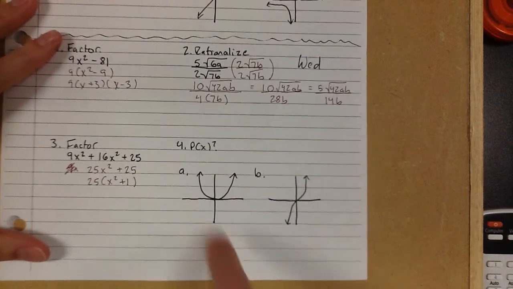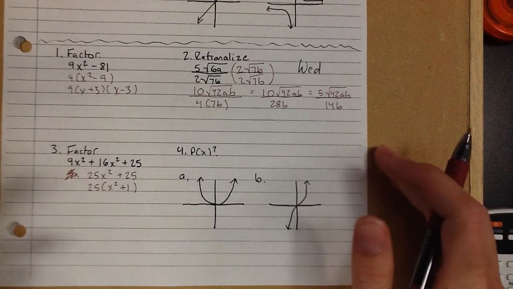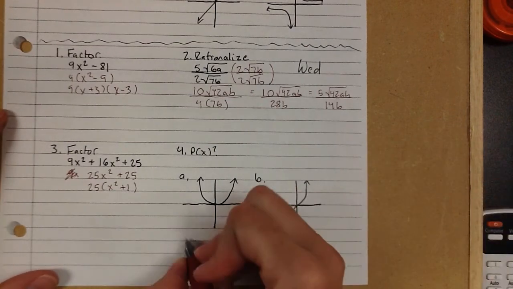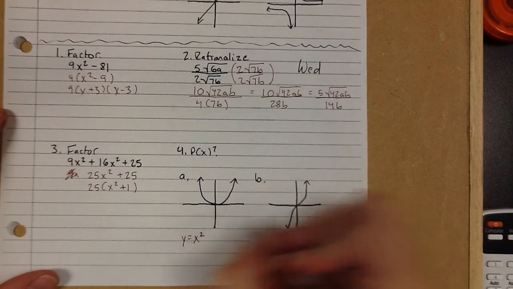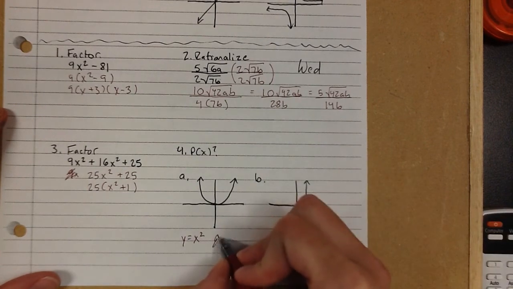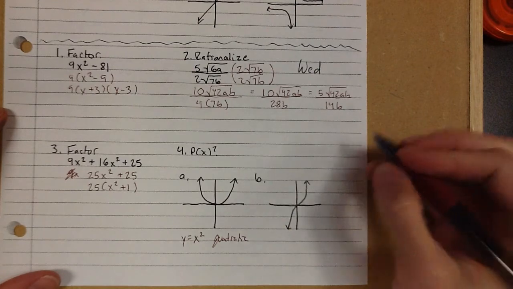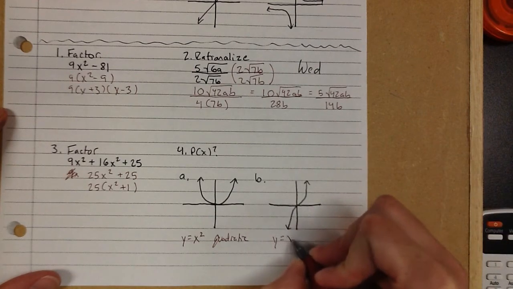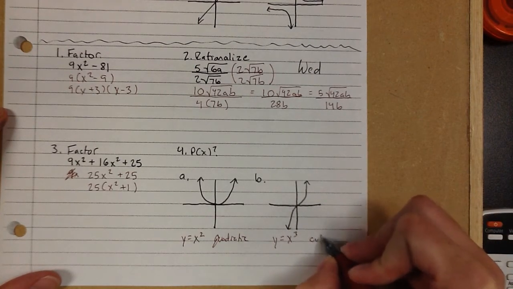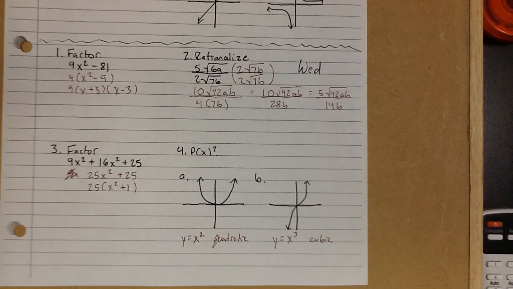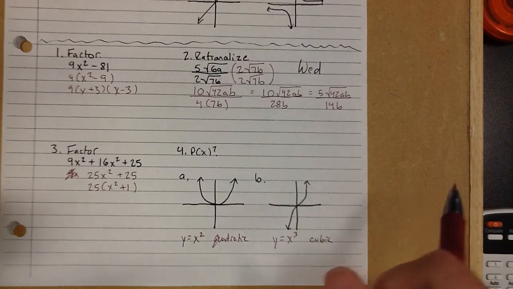Alright, parent function. What's your parent function here? The equation. Y equals x squared. Okay, what's its name? Quadratic. Okay, what about b? Okay. And cubic.